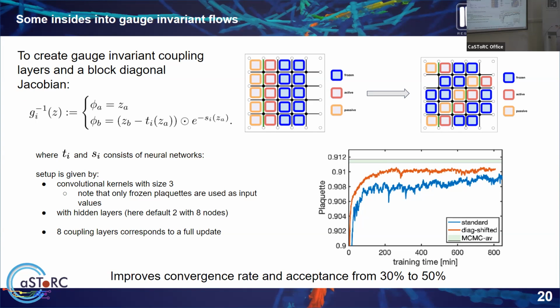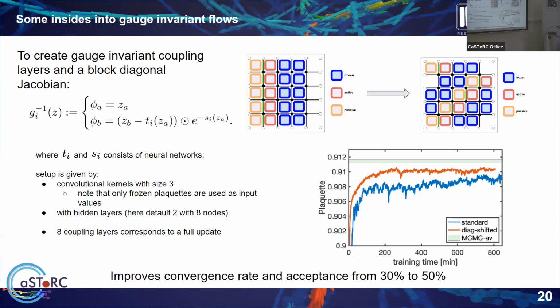In the case of gauge theories, we need to keep gauge invariance. One way is to keep the symmetry exact, and we can do this by creating maps of gauge links which will be changed. These are the red points here. Then there are plaquettes which get changed, gauge links which we don't touch, and gauge links which we can use as inputs for these neural networks.